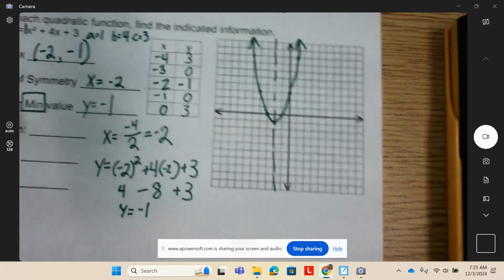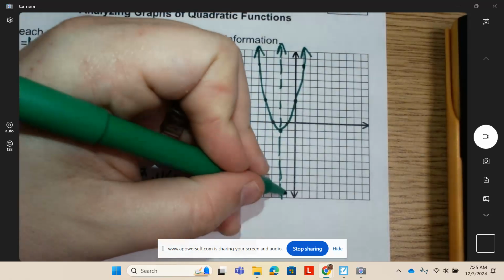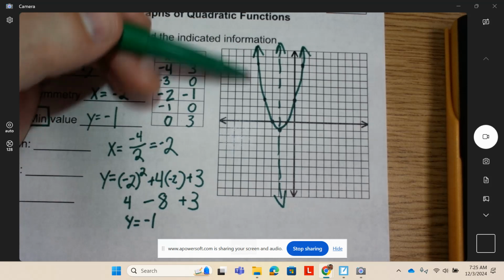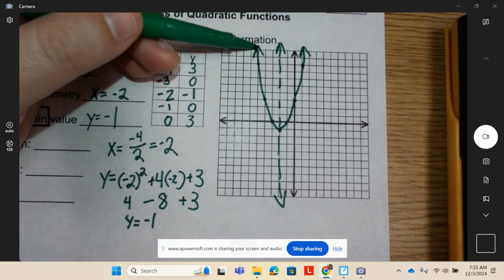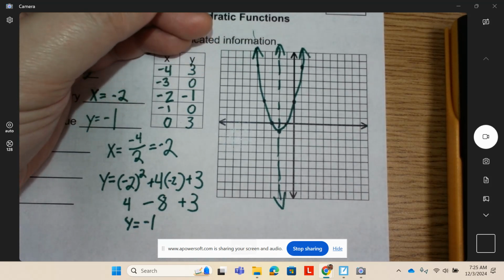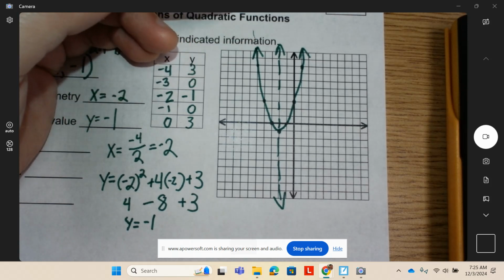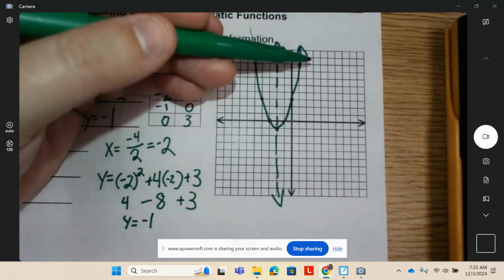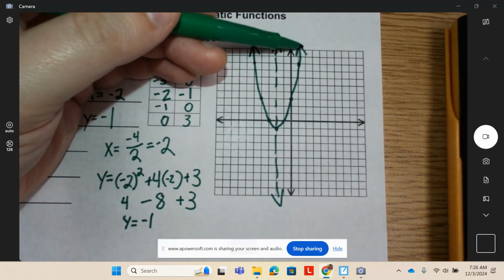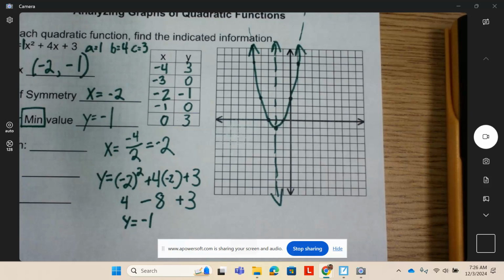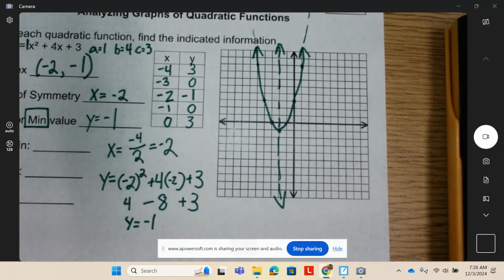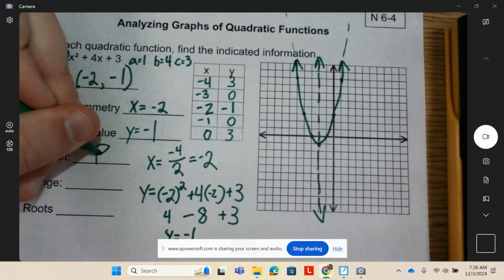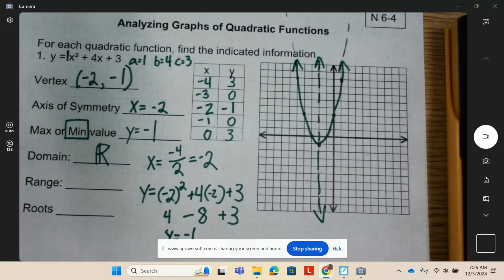Now it wants to know our domain and range. My domain would be my x values. If I try to put a constraint on the left side, I hit an arrow, which means it's going to keep on going forever and ever. Even though it doesn't go out to the left very much, it's never going to stop. On the right side, same thing, I hit an arrow, so it continues going up and outwards forever and ever. So my domain is all real numbers, that's my R for all real numbers.